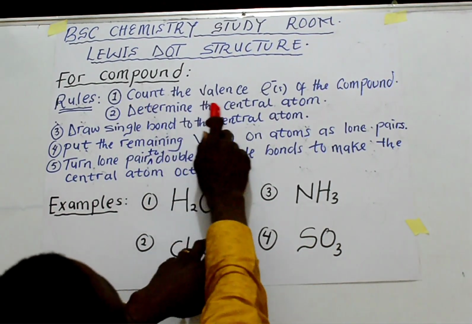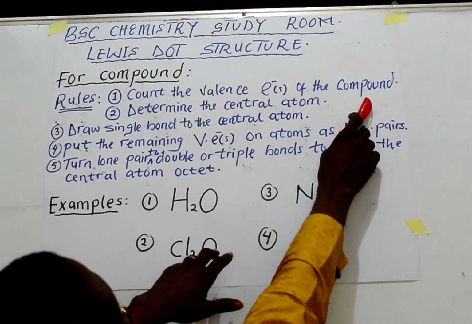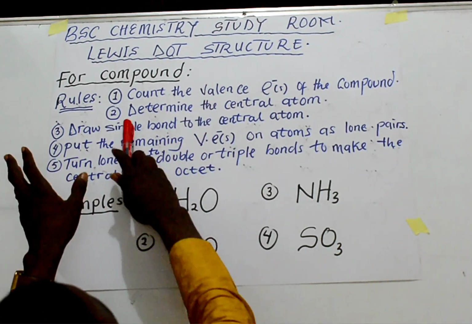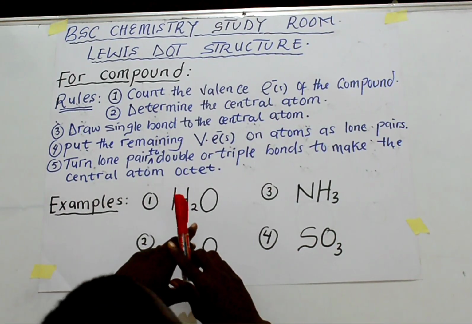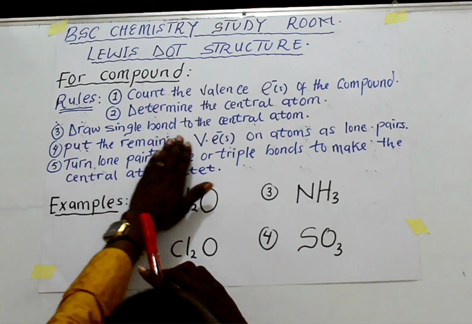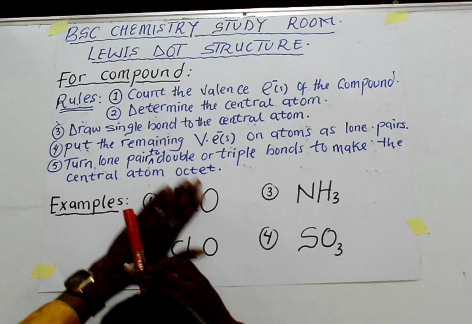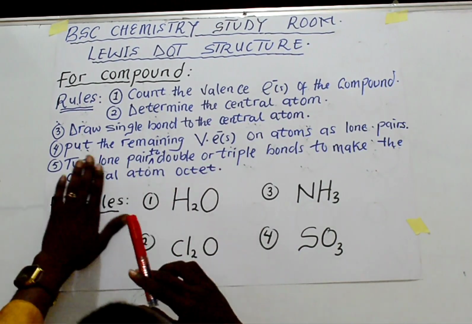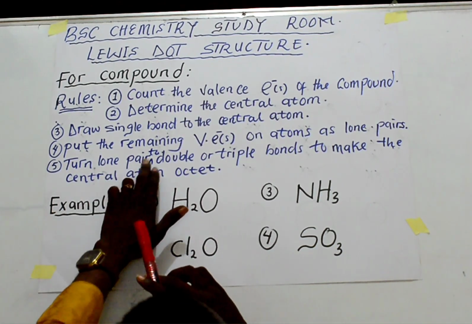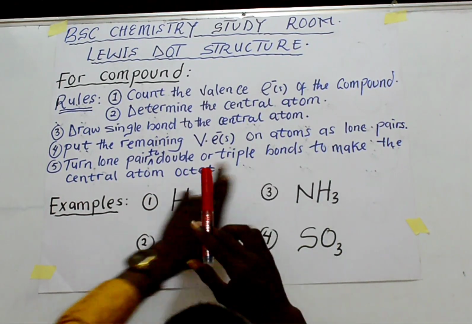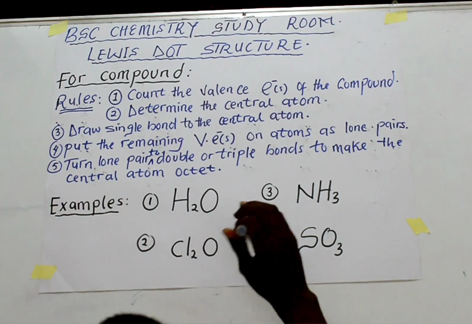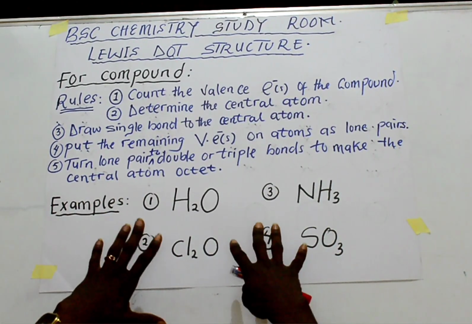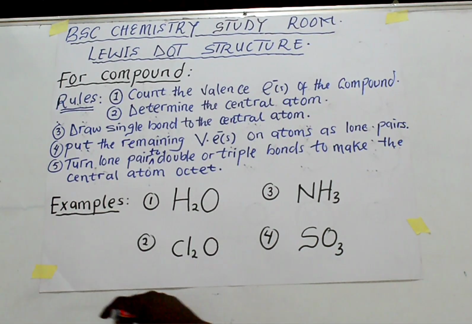Number 1 says count the valence electrons of the compound. Count all the valence electrons in the compound. Then number 2, determine the central atom. Number 3, draw single bonds to the central atom. Number 4, put the remaining valence electrons on the atoms as lone pairs. Number 5, turn lone pairs into double or triple bonds to make the central atom octet. So now let's go for some examples and see how to draw the Lewis dot structure of a compound.